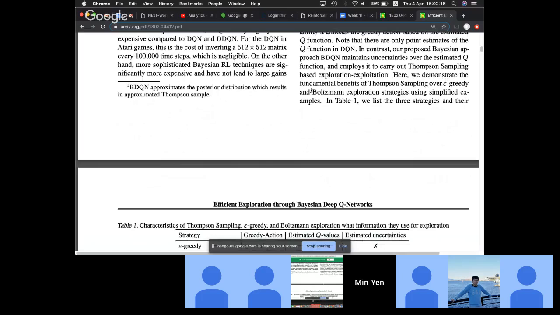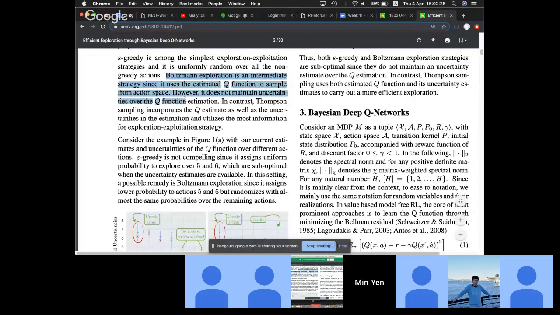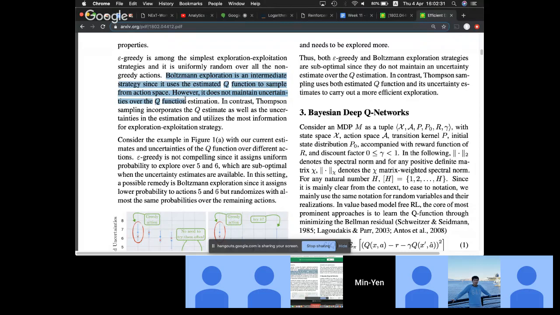I think Boltzmann is similar, but you take those Q values and put them through some kind of softmax function, so it's more likely to choose the action with higher Q. Right, I think you're right. It says here it has an idea of the estimated Q function, but not its uncertainty. So when we add the uncertainty to it, then it becomes like Thompson sampling, right? Because we're modeling both pieces of information, not only the mean, but the variance.